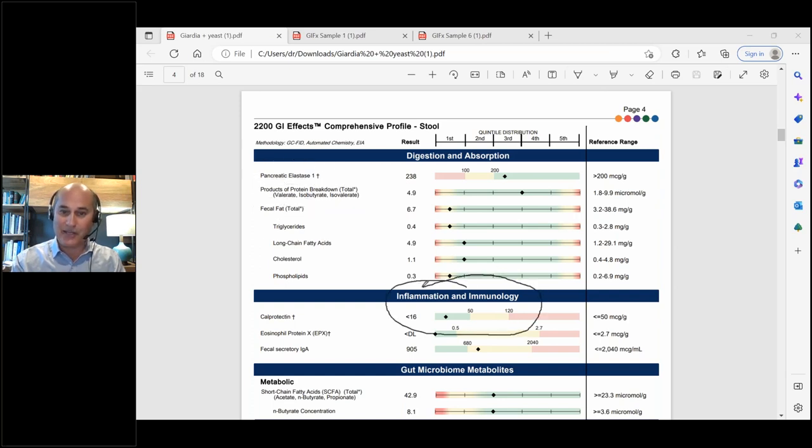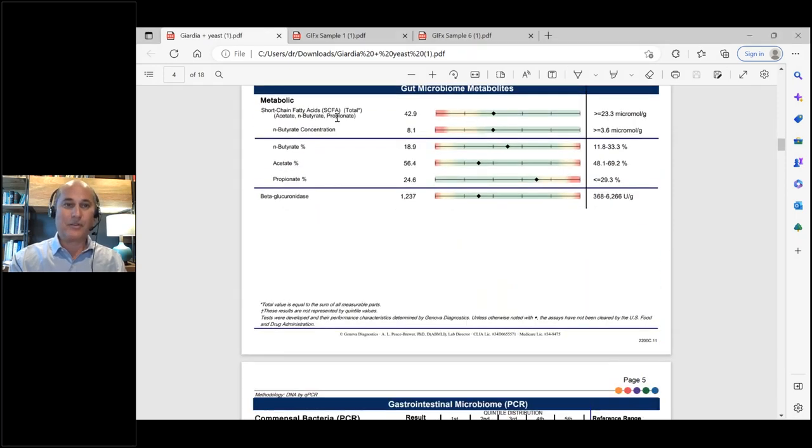And then here's our inflammation and immunology. That basically tells you, is the gut inflamed? Is the immune system in the intestinal tract lining compromised? So you got your leaky gut, immune suppression, inflammation. These are all intestinal markers. And then down below here, you see under metabolic, you've got the short chain fatty acids. These are really microbiome markers when you think about it. Short chain fatty acids, butyrate, acetate, propionate. These are all markers for the microbiome.